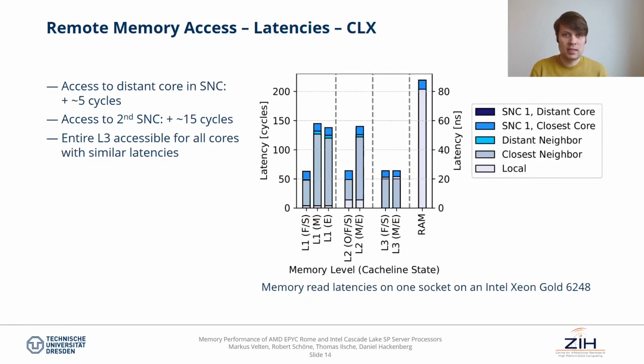On the Cascade Lake side of things, we see that an additional 5 cycles are required to access the most distant core in the same subNUMA cluster. Accesses to the second subNUMA cluster take an additional 15 cycles approximately, and the entire L3 cache is accessible for all cores with similar latencies. In general, although we configured non-subNUMA clustering, we see that this design does not really behave like a very clear NUMA architecture like the AMD architecture did.